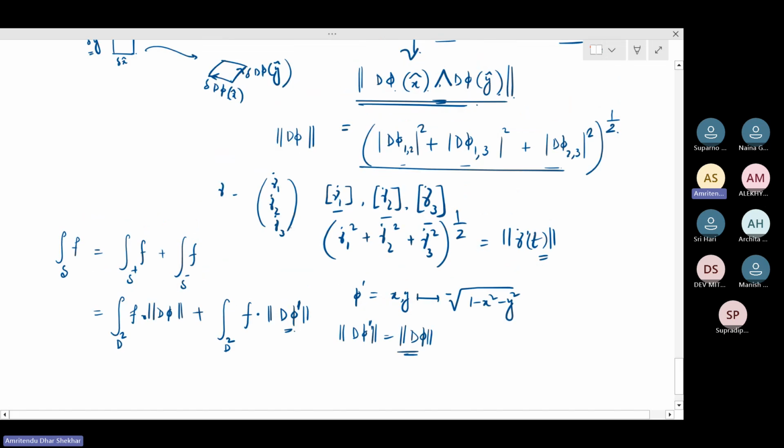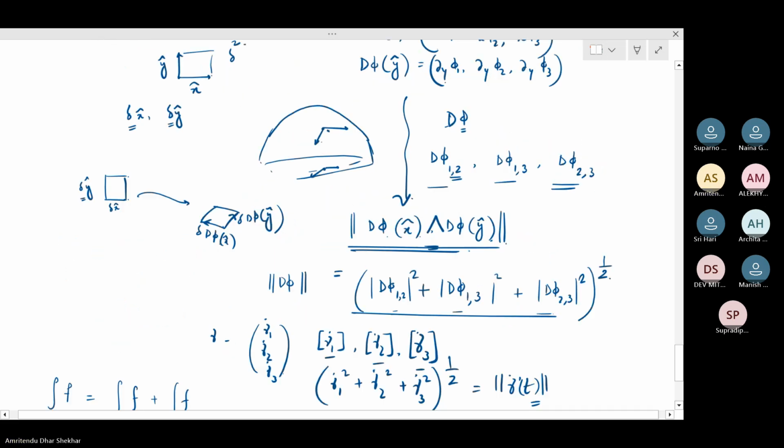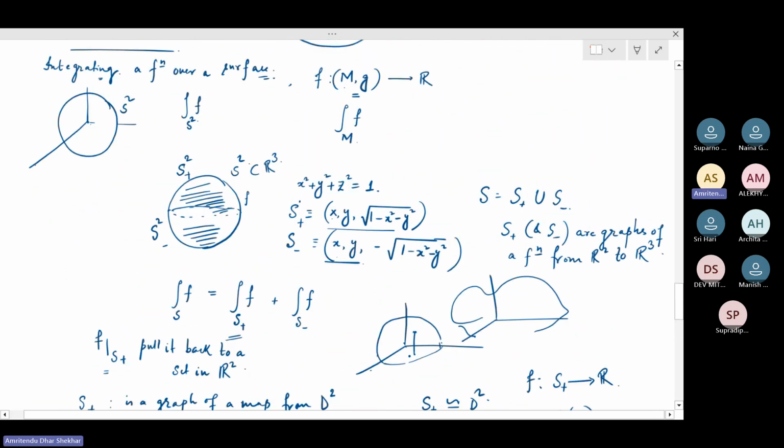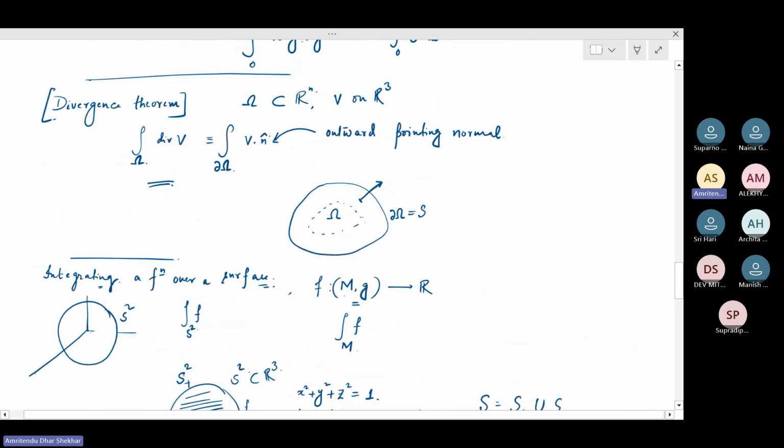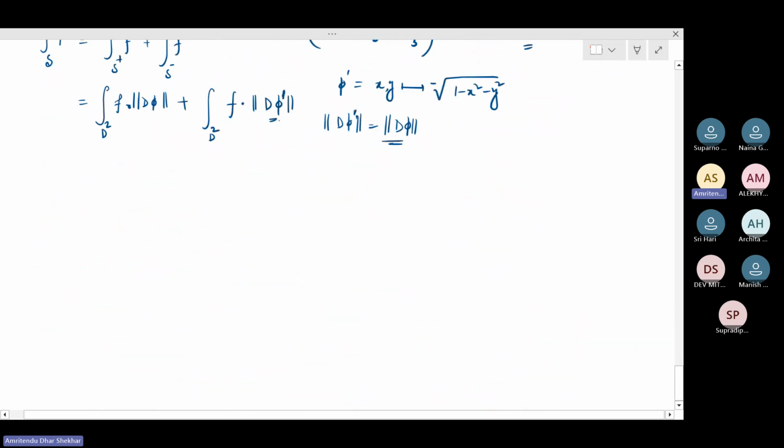You have this integral over the sphere, which you have then written down as a sum of integral over two parts, where each part is basically over D2, which is a subset of R2, which you can then do the integral because it's a double integral and so on. You can do this. So, okay, this is one way to solve an integral like this. So this is the definition of integration of a function f over a surface S.